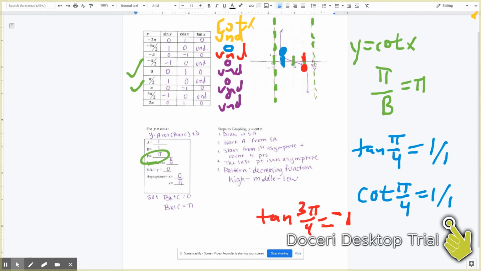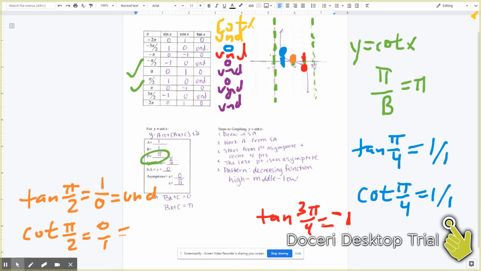And then if we look at this point right here, which I'll highlight in orange, that's pi over 2. So the tangent of pi over 2 we know is undefined because the sine of pi over 2 is 1, and the cosine of pi over 2 is 0. 1 over 0 is undefined, which means the cotangent of pi over 2 would be the reciprocal of that, 0 over 1, which is 0. So wherever tangent is undefined, has an asymptote, cotangent is going to have a point on the sinusoidal axis.